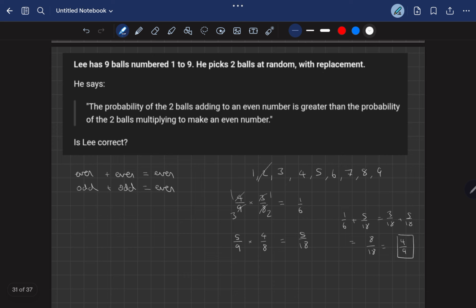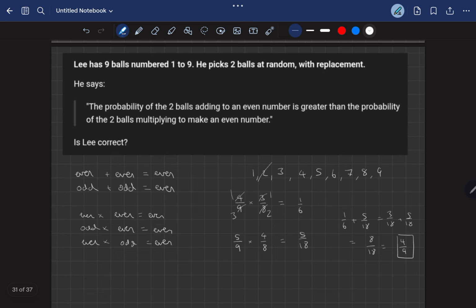Okay, now let's find the probability of multiplying two balls and then it being even. So in order to get an even, we can either do even times even, which is even, or odd times even is also even. So if you look at 1 times 2 is 2, which is even. And obviously we can do even times odd as well, which is also even. So the only one that we can't do is odd times odd.